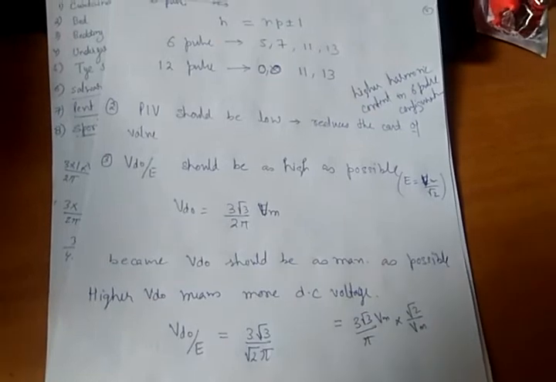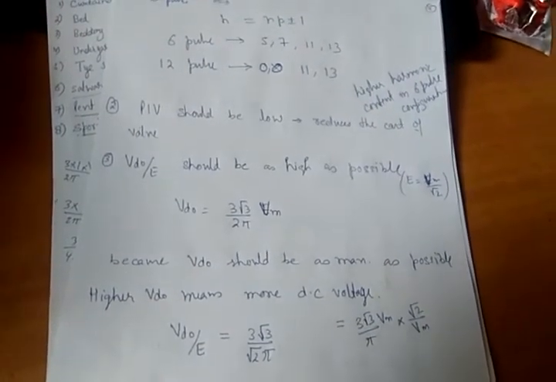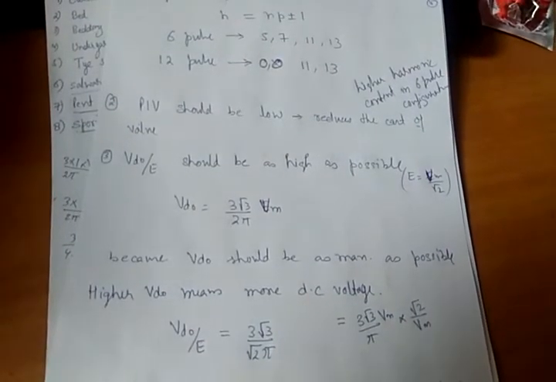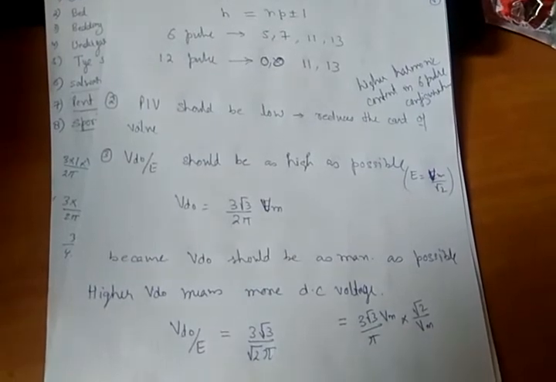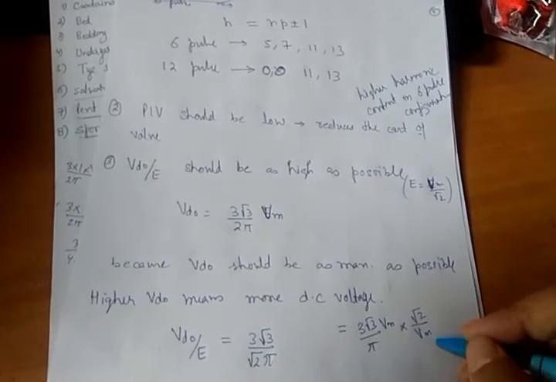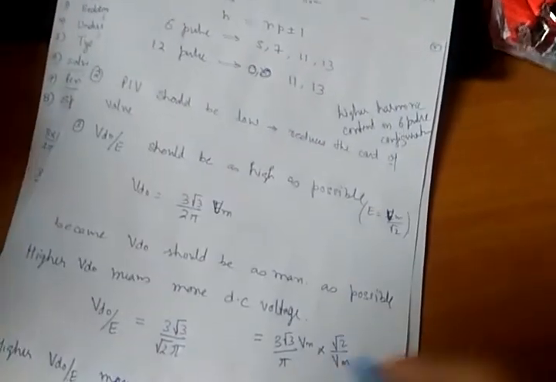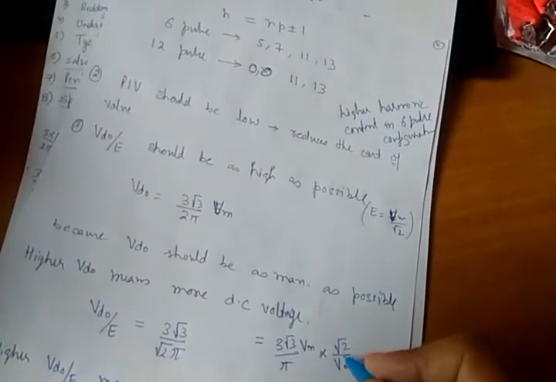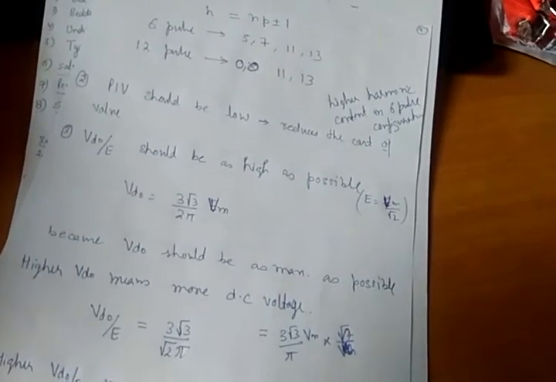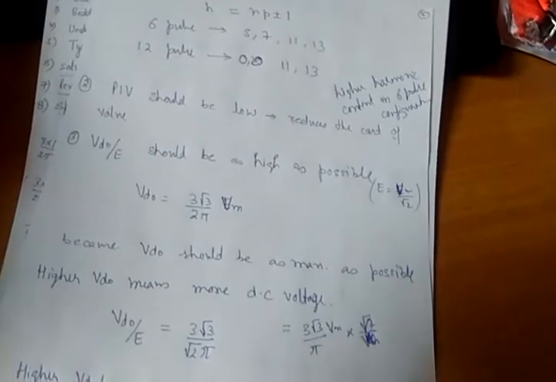Wait a minute, I think I made a mistake somewhere. 3 root 3 Vm upon pi, Vm by root 2. Vm cancels, 3 root 3 upon should be divided by 2 pi. So Vm is nothing but Em by Em into root 2. Sorry. Okay, yeah, I got it.